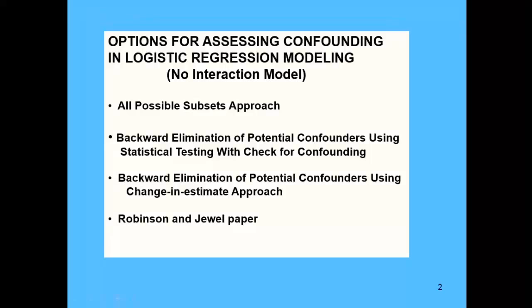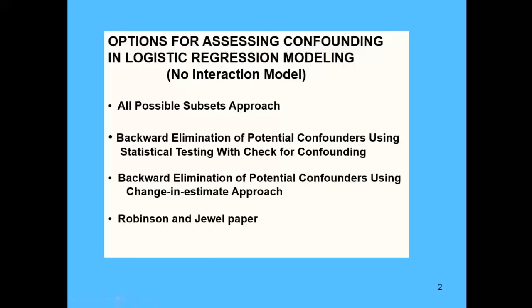One of the choices, we just talked about, is the all possible subsets approach. Another choice is the thing we talked about briefly last class, and we'll talk about it again now: backward elimination of potential confounders using statistical testing with a check for confounding. That's what I talked about last time. Now, I don't know if you read the words. Sometimes you read the words and you're not sure what that means. So we'll talk about that.